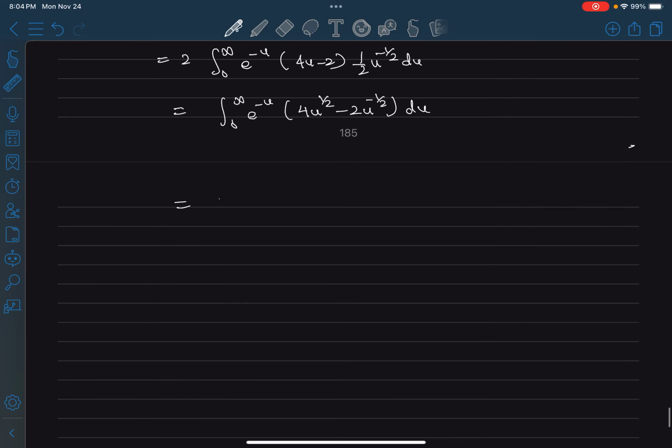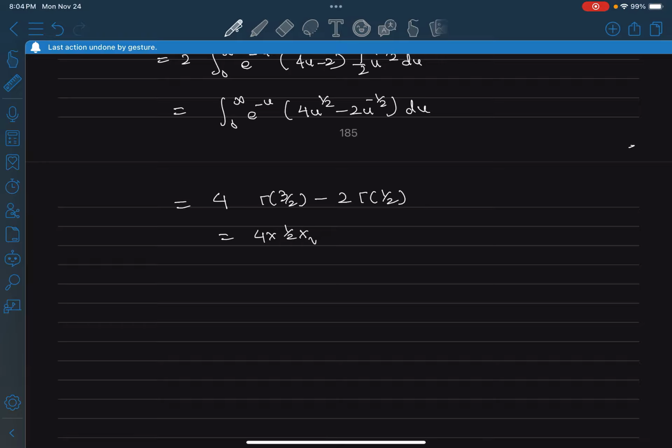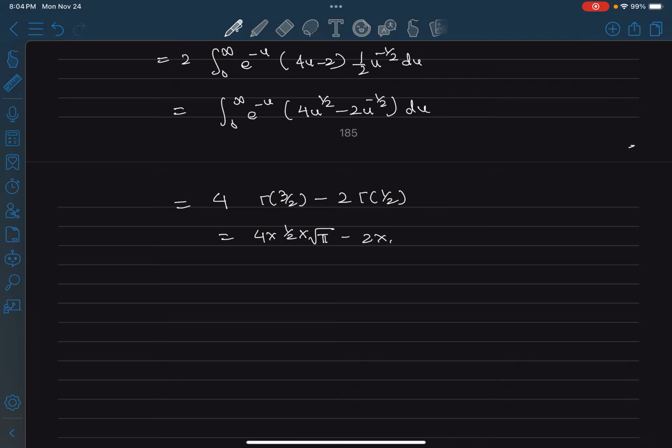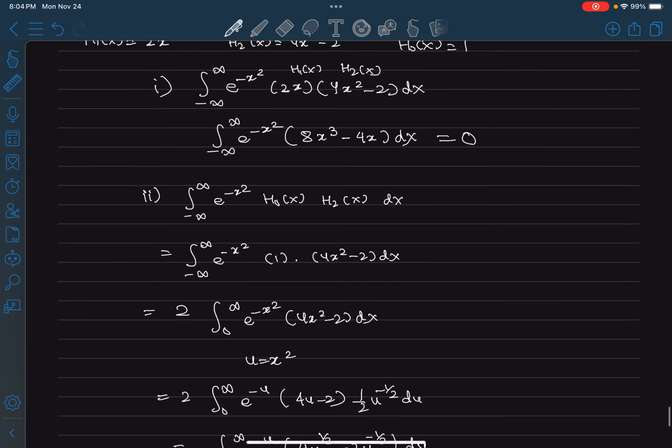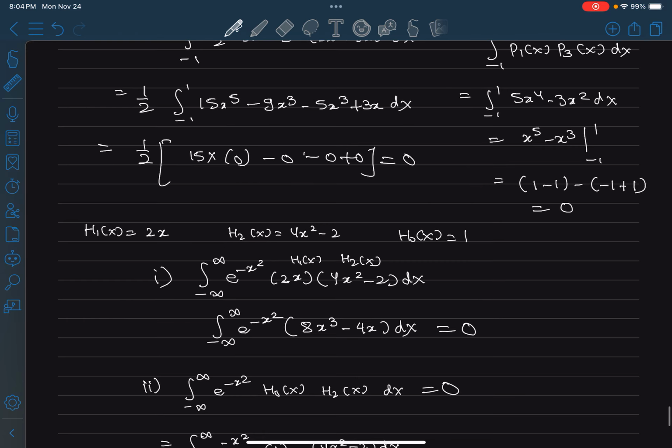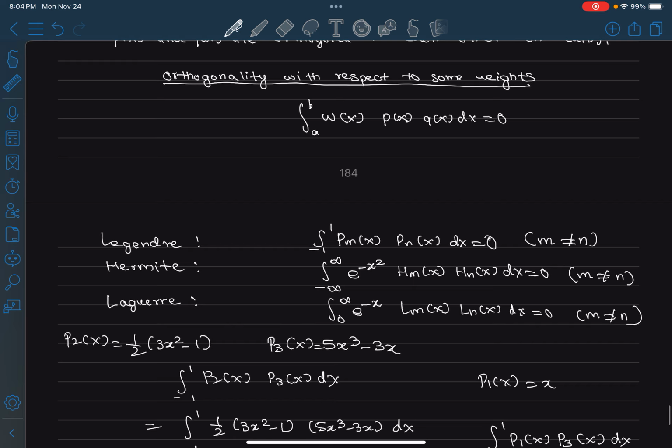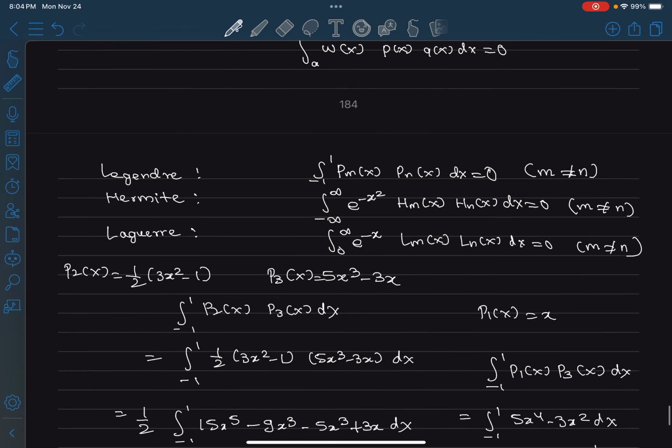Now we can use the gamma function. This will be 4 gamma 3 over 2 minus 2 times gamma 1 over 2. This is 4 into 1 over 2 times root pi minus 2 times root pi, which is 0. And we notice that this actually is 0 and it works, right? Pretty interesting. Okay, so now the last one, the Laguerre polynomials, 0 to infinity.